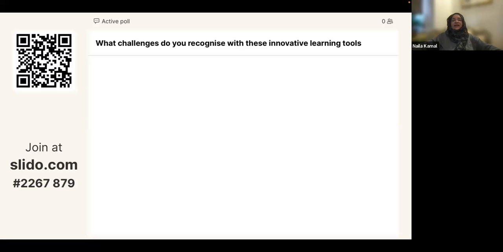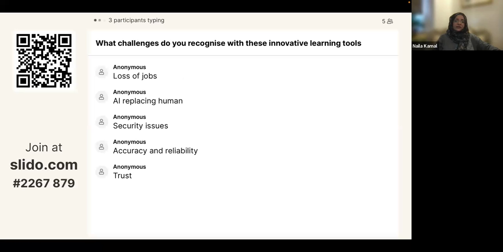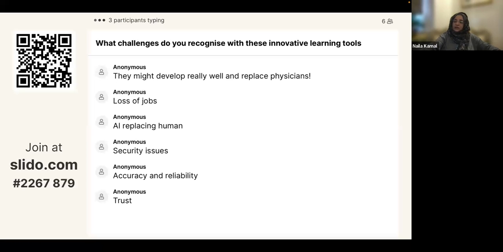So again, the last Slido. With all this technology, and some of the issues we've discussed, what are the challenges that you recognize can happen? It's open. Yes, loss of trust. As a professional body, if the patient loses trust, that's it. In one's own eyes, if there is a conscience, you fall in your own eyes.